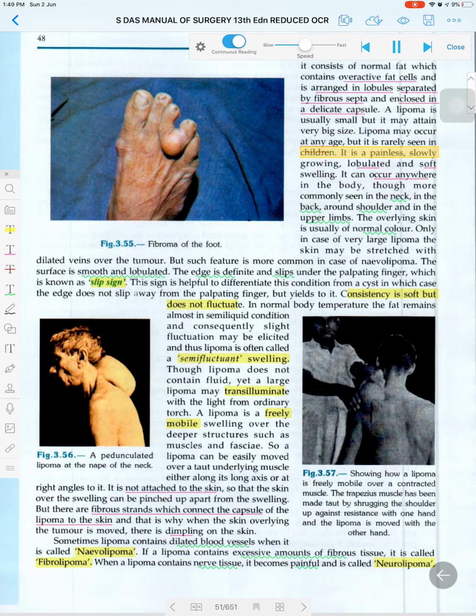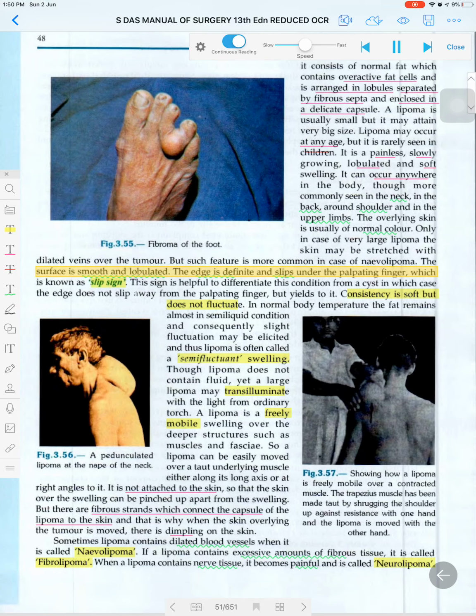It is a painless, slowly growing, lobulated and soft swelling. It can occur anywhere in the body, though more commonly seen in the neck, in the back, around the shoulder and in the upper limbs. The overlying skin is usually of normal color. Only in case of very large lipoma the skin may be stretched with dilated veins over the tumor, but such a feature is more common in case of neurolipoma. The surface is smooth and lobulated.